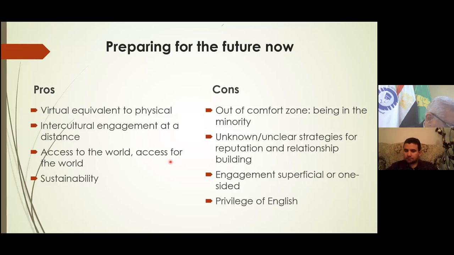Engagement, superficial or one-sided. This is a question always: can it be from one side, or is it really superficial here? And what should you do with engagement? I sometimes leave this question open, one to one. You think about what is better to do here. And for sure, all of us see the privilege of English, so all meetings and all things are required to be done generally in the English language.